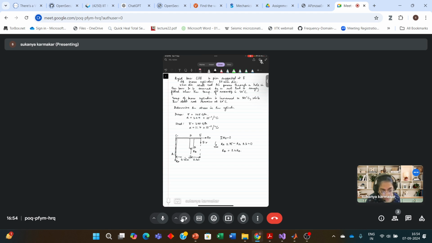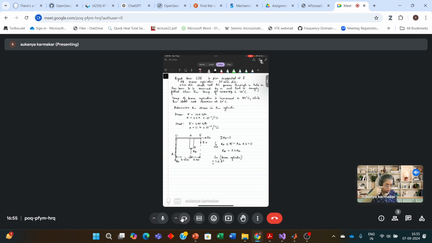Now there is a temperature rise from 20 degrees Celsius to 50 degrees Celsius. So there is a temperature rise of 30 degrees Celsius of the brass cylinder. And because of this, the length of the brass cylinder increases. So the increase in length of the brass cylinder, delta T, will be L into alpha into delta T.